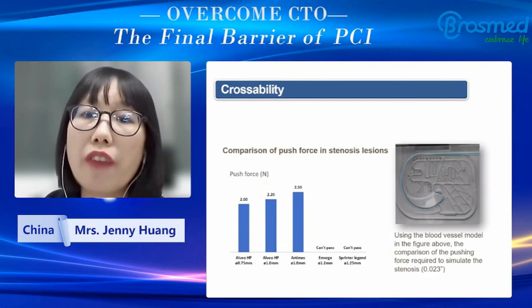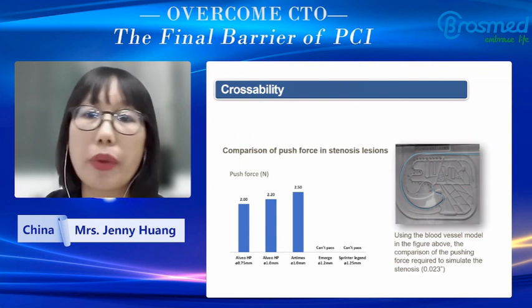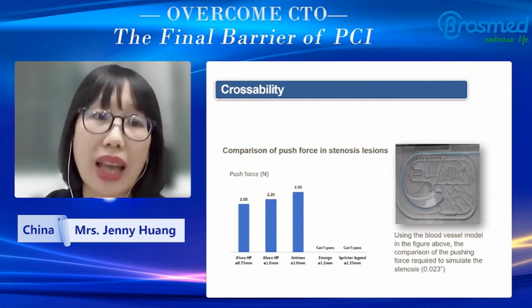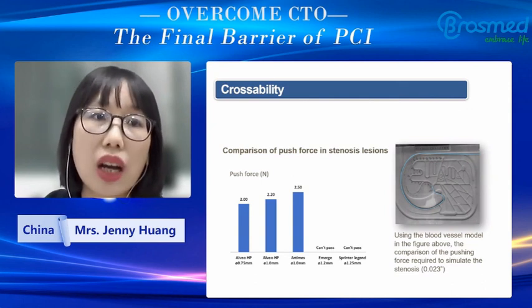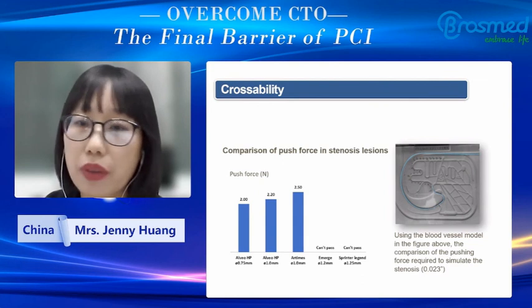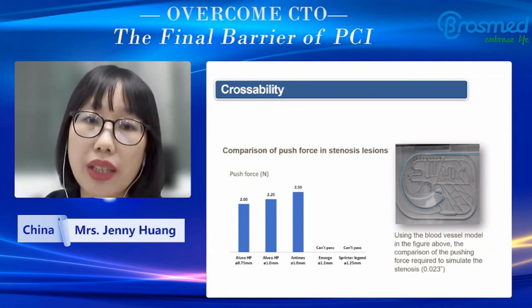Therefore, with the above five factors comparison, we test the crossability with a simulated stenosis lesion. The Alveo HP performed the best. Yes, the lower push force means the better crossability. The Alveo HP performed the best. Other brands were not able to cross since we simulate a stenosis with a 0.0223 inch.